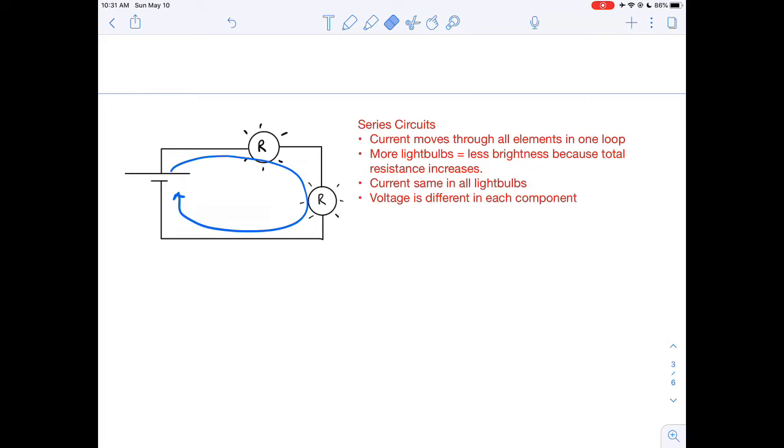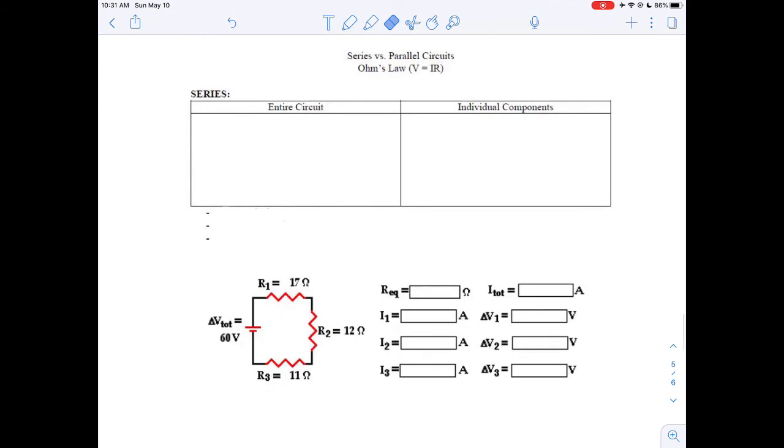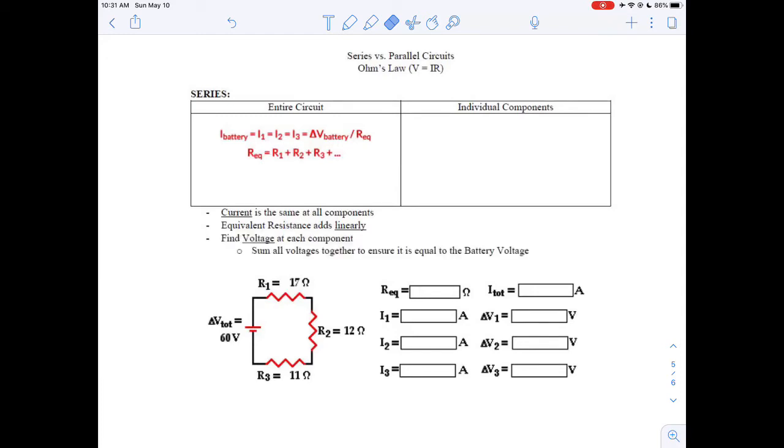So let's apply Ohm's law in a series circuit and see what that looks like for each component. First thing we want to talk about is the fact that the current is the same at all components. So the current in the battery will be equal to the current across each resistor. Second, the equivalent resistance, or you can think of it as the total resistance, will add linearly. So the total resistance you can calculate just by adding all the resistor values together. And finally, the voltage of the battery will be equal to the sum of all the voltages in the circuit.